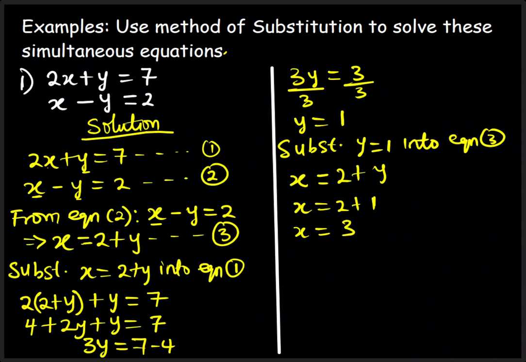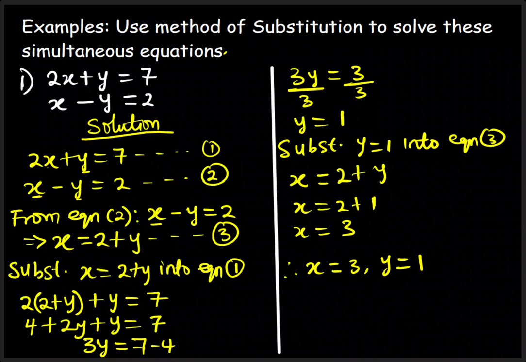So what do we have at the end of the day? Therefore, x equal to 3 and y equal to 1. These are the solutions of the simultaneous equations. You can do your check. How do you check? Put the values of x and y into the two equations and see if you get the 7 and 2 that we are having.